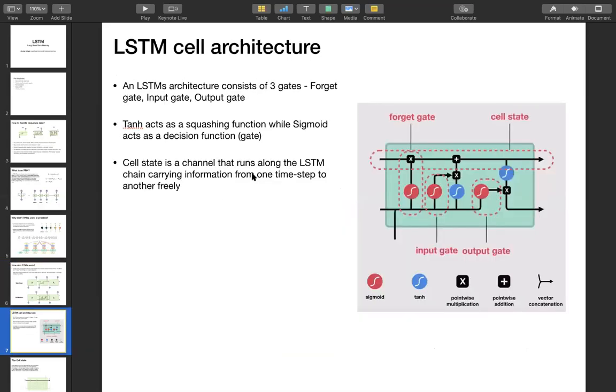An LSTM architecture comprises 3 gates. The first gate is called a forget gate. The second gate is called an input gate, and the third gate is called an output gate. A gate is where you are taking some sort of decision. And the best activation function for any decision problem is a sigmoid function, because you're sending out a value between 0 and 1. 0 means that there is no information to be passed, and 1 means that you want to pass all of the information.